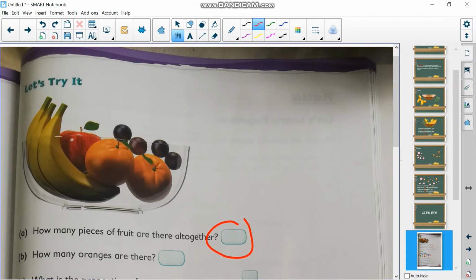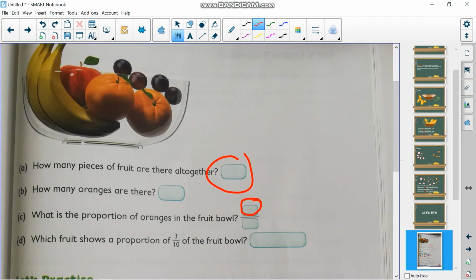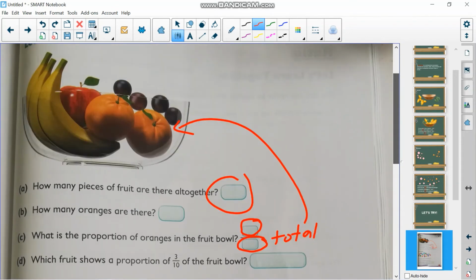Letter B, how many oranges are there? Letter C, what is the proportion of oranges in the fruit bowl? Here, in the numerator, write the number of oranges. In the denominator, write the total number of fruits inside this bowl. For letter D, which fruit shows a proportion of 3/10? Look at the set of fruits and see which has a total of 3.